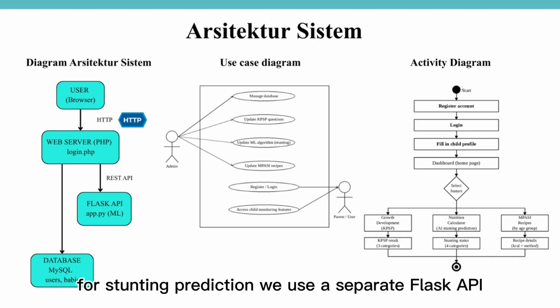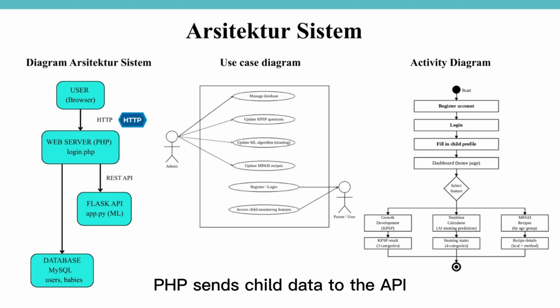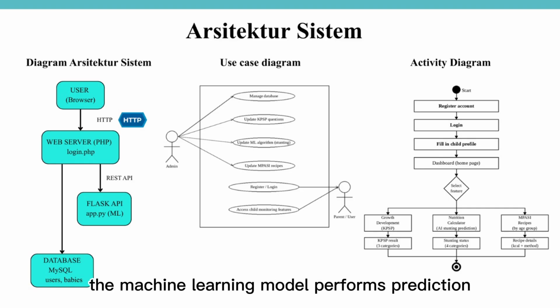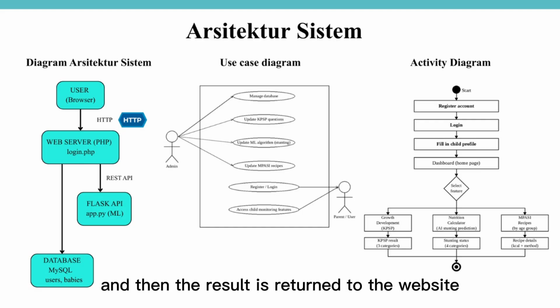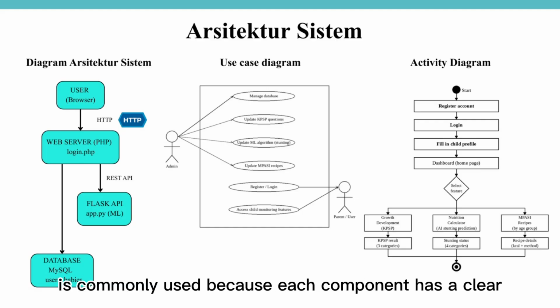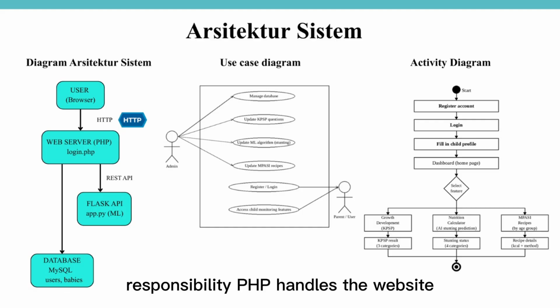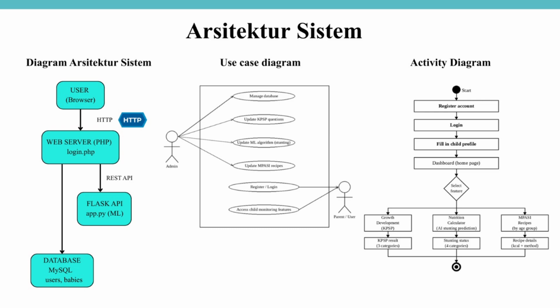For stunting prediction, we use a separate Flask API. PHP sends child data to the API, the machine learning model performs prediction, and then the result is returned to the website. The architecture is commonly used because each component has a clear responsibility. PHP handles the website, SQLite handles data storage, and Flask handles machine learning.